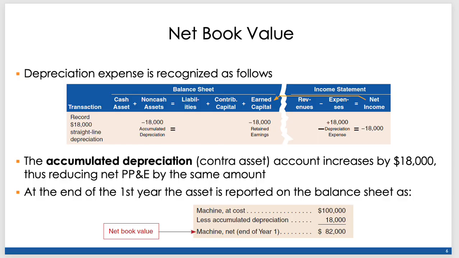And so at the end of the first year, you see here the machine reported at cost less your accumulated depreciation, which of course in year 1 is $18,000. Therefore, your net book value is essentially just the difference, or the original cost minus all of your accumulated depreciation. And as you might guess, over the course of the 5 years with this particular machine at least, what will end up happening is that the accumulated depreciation account will continue to grow, and the net book value will continue to fall until at the end of its useful life, of course, it reaches $10,000.